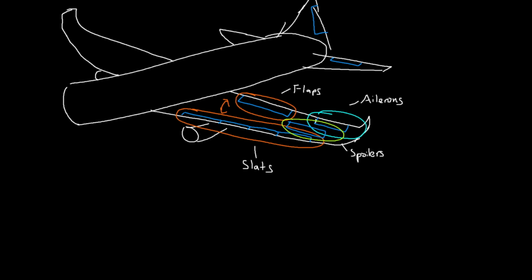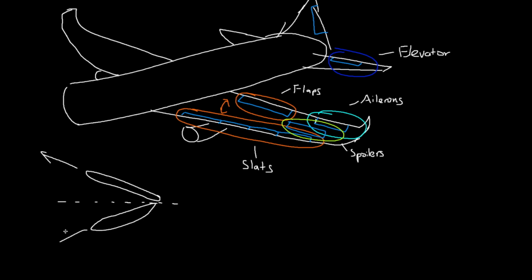A few more things to talk about real quick. We have the elevator in the back, and the elevator can extend upwards or downwards to change the pitch of the plane. So if this is the flat baseline, it can extend downwards to push the plane upwards at an angle, or it can extend upwards to push the plane downwards at an angle. This is most useful for when the plane is ascending or descending.